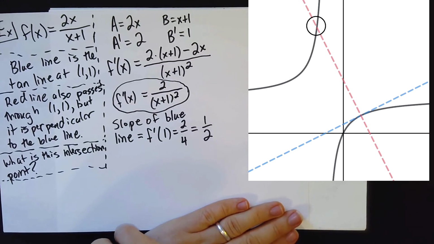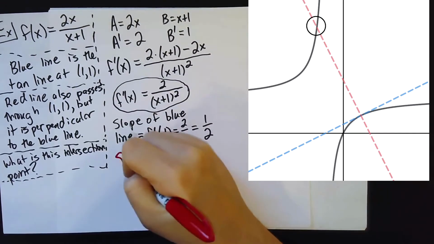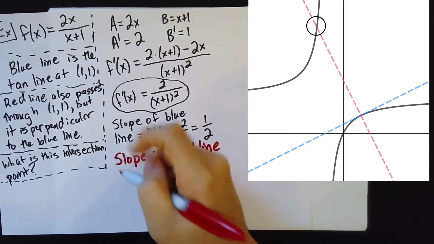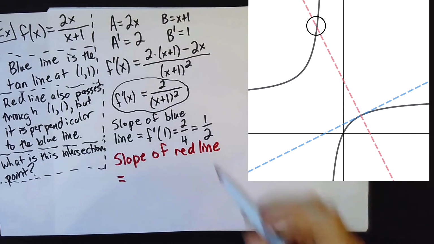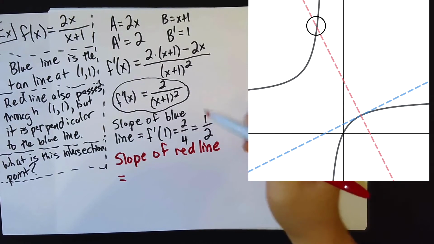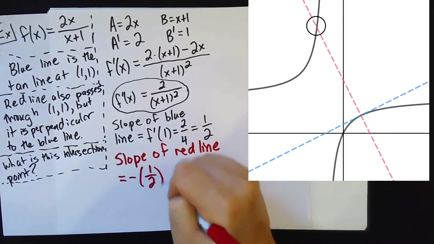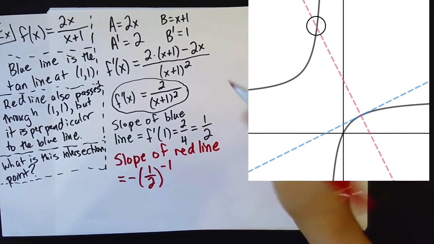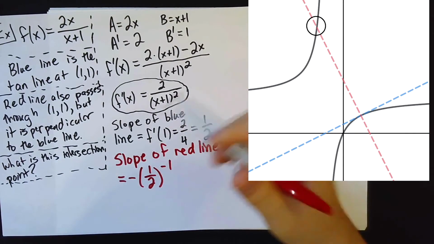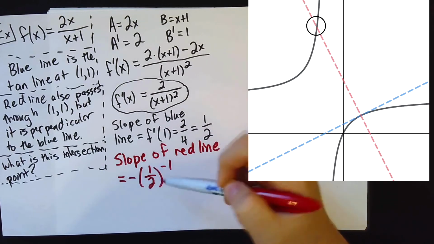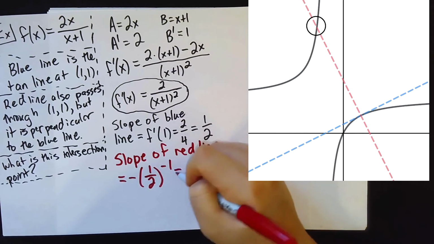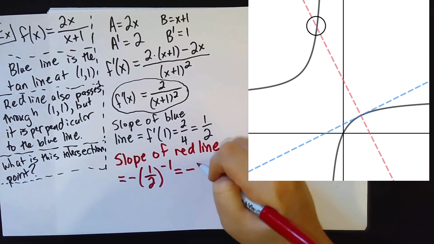But actually, what we want is the equation of the red line, because that's the line whose intersection with the graph we want. And so, we have to figure out what is the slope of the red line. Well, because it is perpendicular to the blue line, its slope is the negative of the reciprocal of the slope of the blue line. So it is (1/2) to the minus 1, negative, which is to say that the slope of the red line is negative 2.